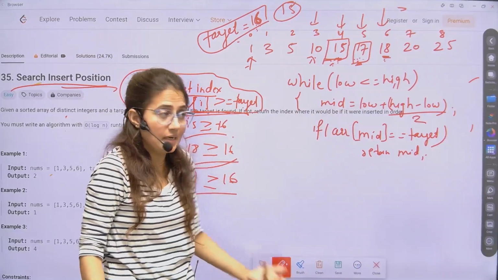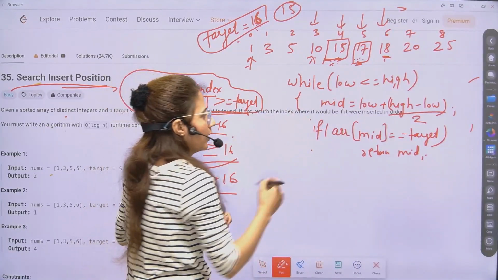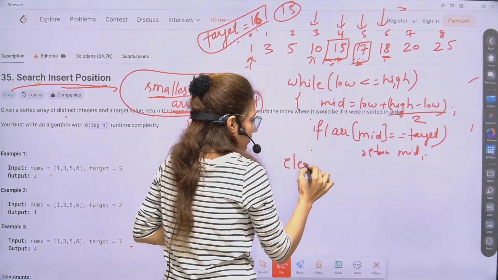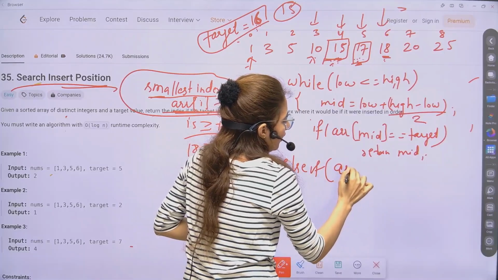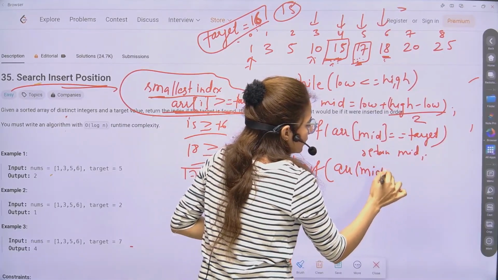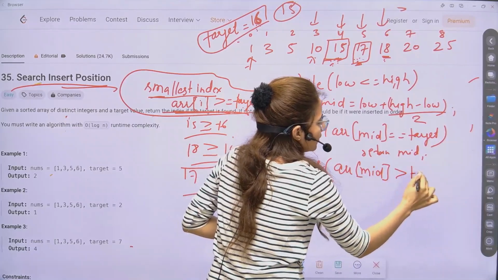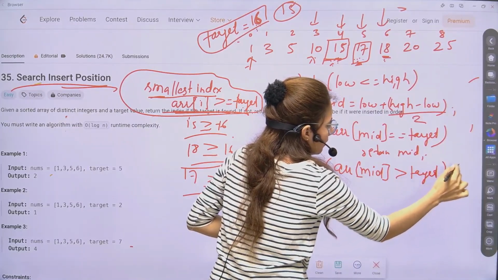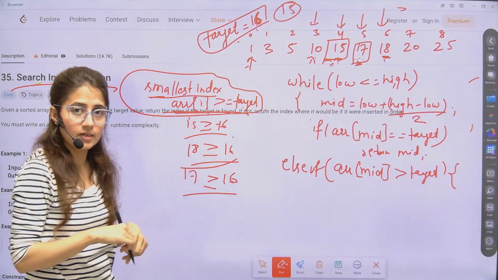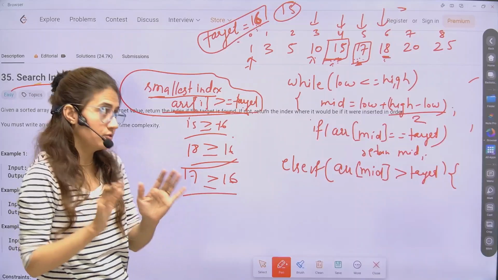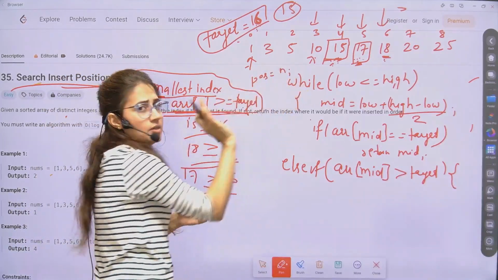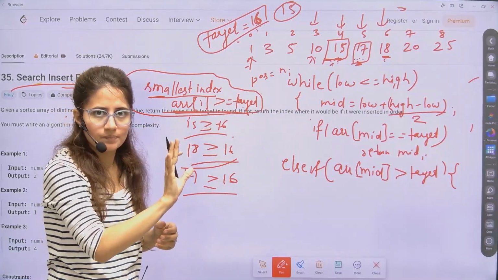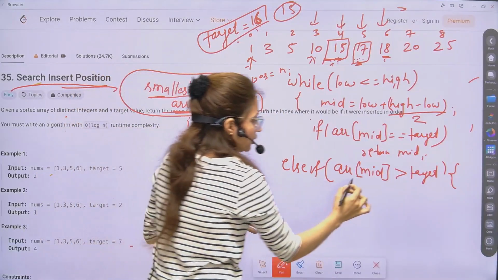Okay. But now if this is not equal, in that case what happens? Else, if my array of mid is greater than target. Now, if it's greater than target, this may be my answer. At first, you can take an element position. That would be n, n meaning the length of the array. Okay. So now I will change my position.